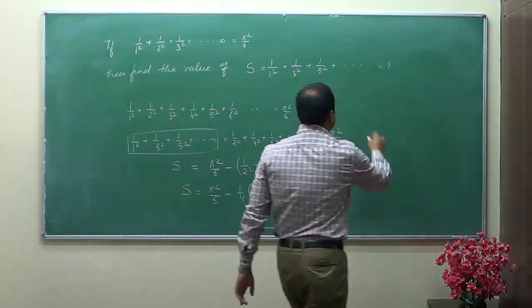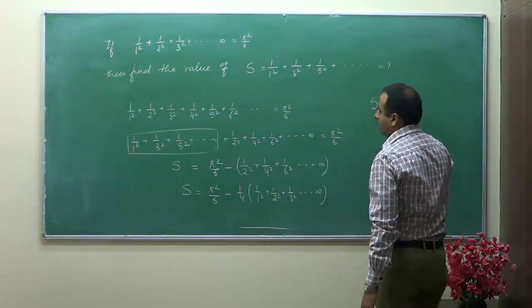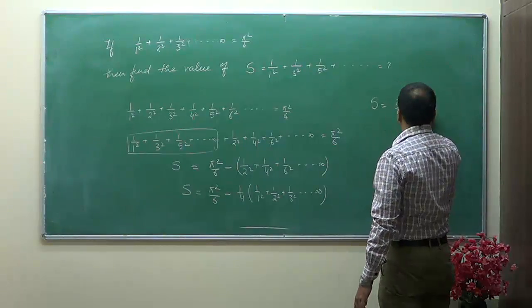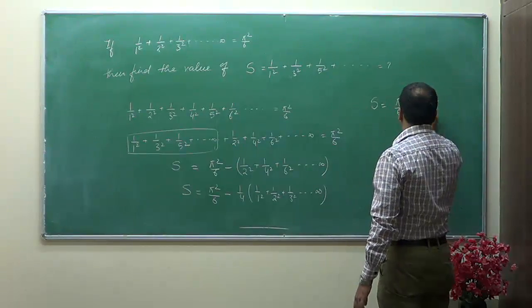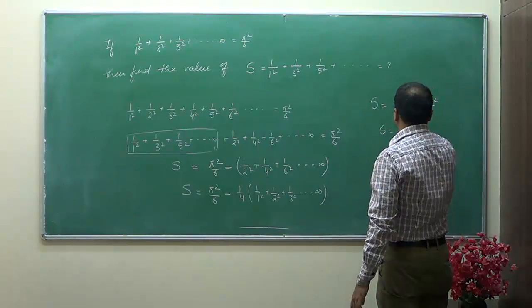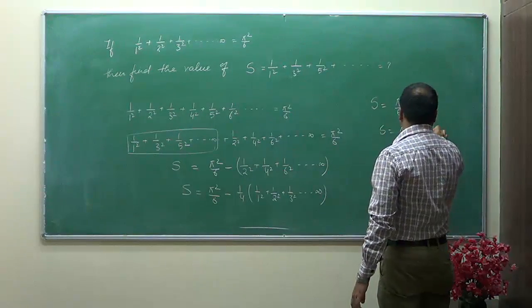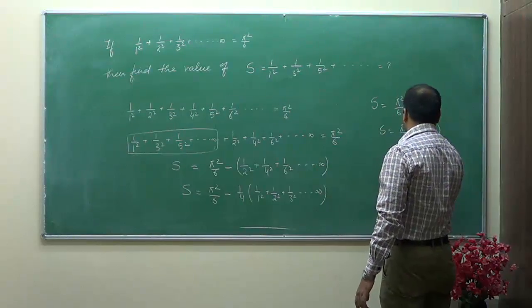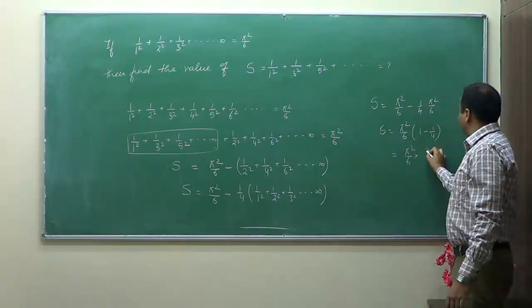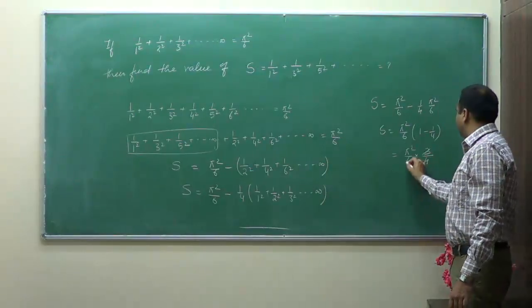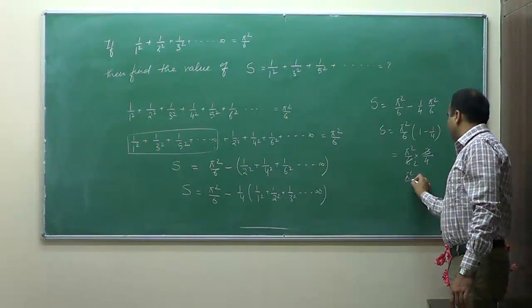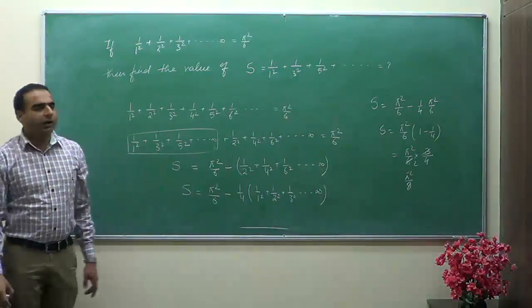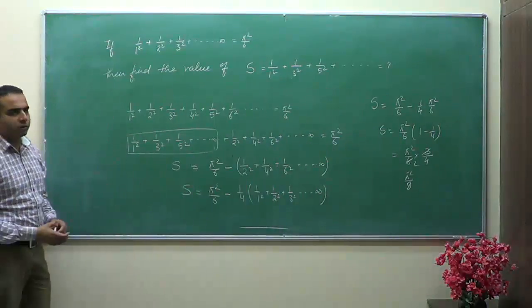So after simplification, we can write pi square by 6 minus 1 by 4 times pi square by 6. So pi square by 6 common, 1 minus 1 by 4, and it will be equal to pi square by 6 into 3 by 4. So it will be equal to pi square by 8. So in this way we can find the sum of these types of sequence.